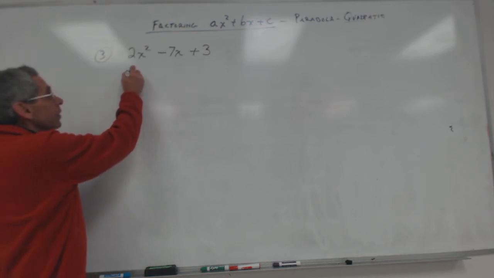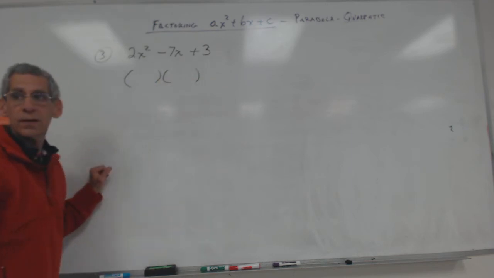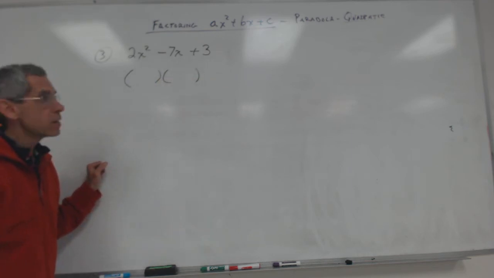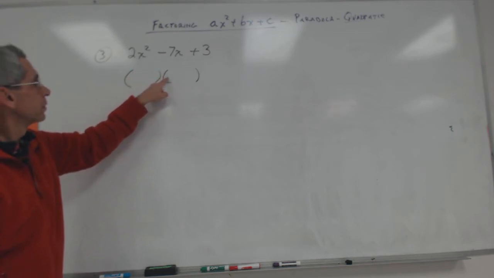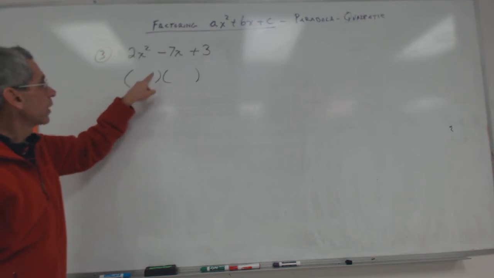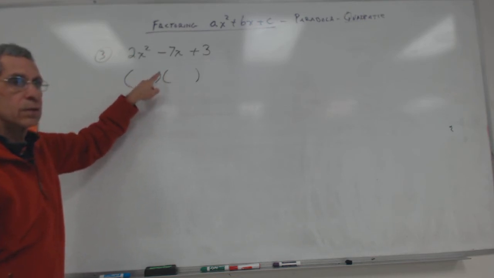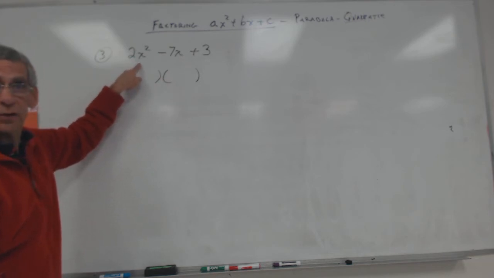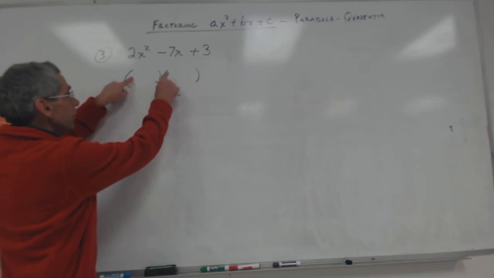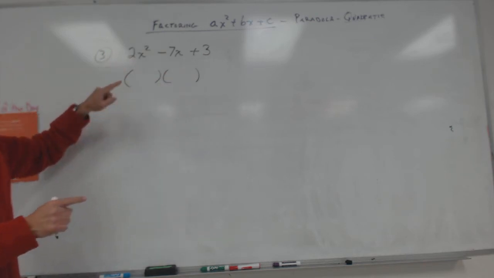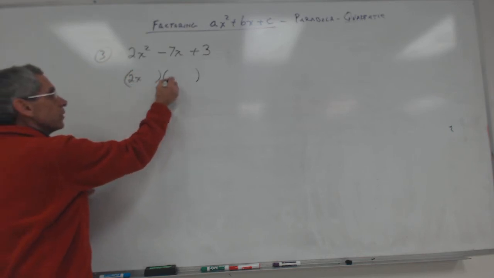So I'm going to try my parenthesis, parenthesis. And the question is, what do I put here and here? What would I put here and here? It's got to equal 2x squared. Don't you agree with me? Don't you see that? Because the first times the first is going to be 2x and then x. All right, do you guys agree with that?